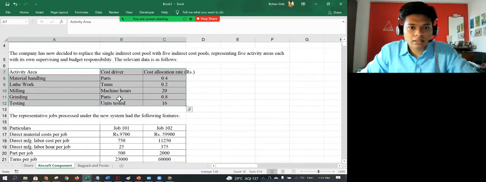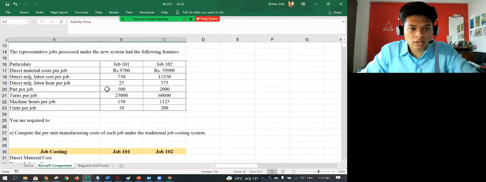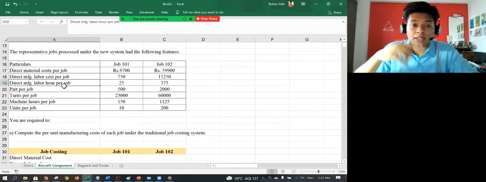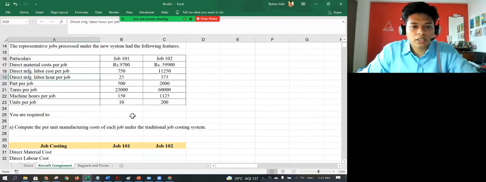This part is the activity based costing, cost driver, cost allocation, and the units of cost drivers are given over here. Direct material per job is directly given, direct labor per job is directly given, and direct labor hours per job is given, so that you can calculate 115 multiplied by this. Okay, so let's quickly get started.